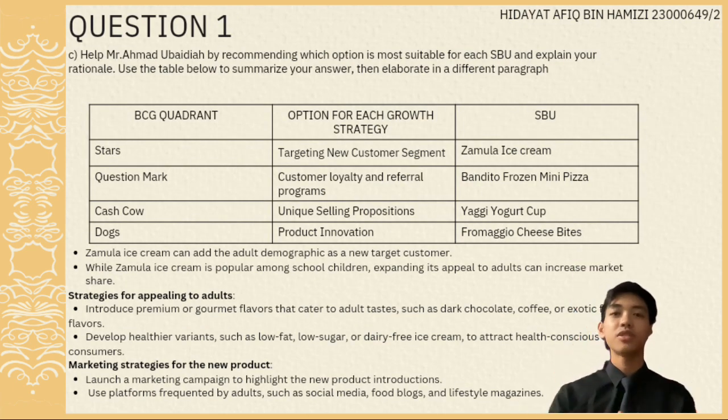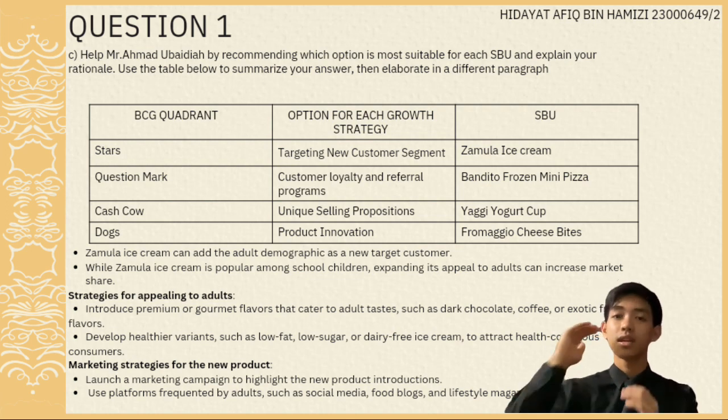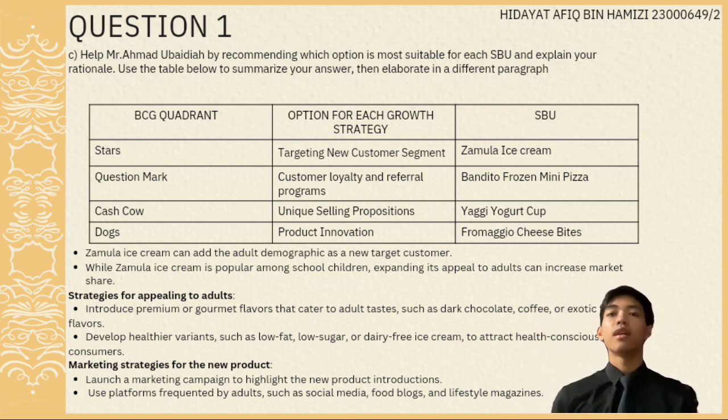So question number 3, which is we need to help Mr. Ahmad Ubaidiah by recommending which option is most suitable for each SBU and explain our rationale. So Zamula ice cream, which is popular among school children, is now targeting a new customer segment, which is the adult demographic, to expand its market share by introducing premium or gourmet flavors like dark chocolate, coffee, and exotic fruits. Zamula ice cream can cater to adult tastes. Additionally, healthier variants such as low fat, low sugar, or dairy-free options can attract health-conscious consumers.